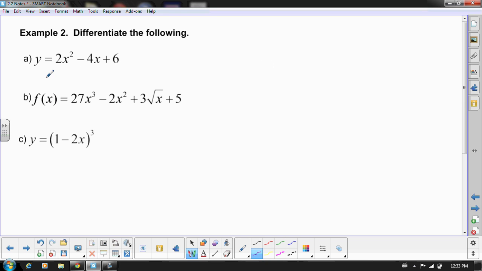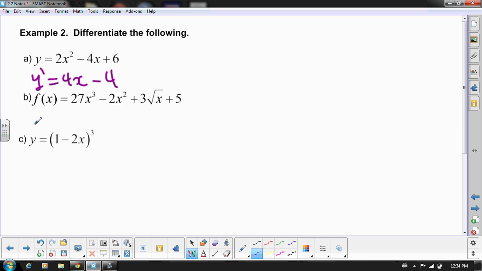So our example, y equals 2x squared minus 4x plus 6. Differentiate the following means get the derivative. So y prime, the derivative of 2x squared is 4x. The derivative of negative 4x is going to be minus 4. And then the derivative of 6 has a value of 0. You'll notice, because there's a constant there, one part of the derivative is 0. I'm not going to write it because it's redundant. It just has a value of 0.